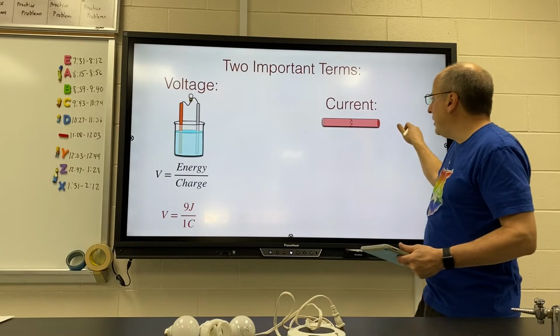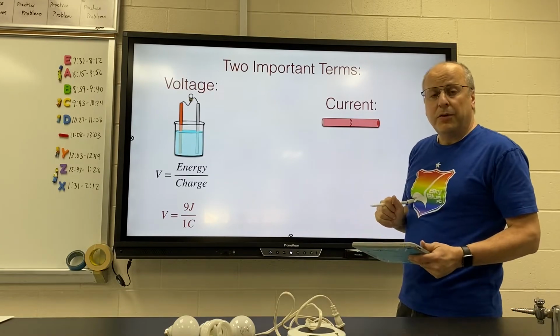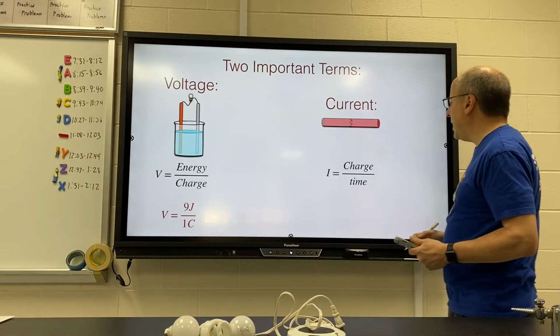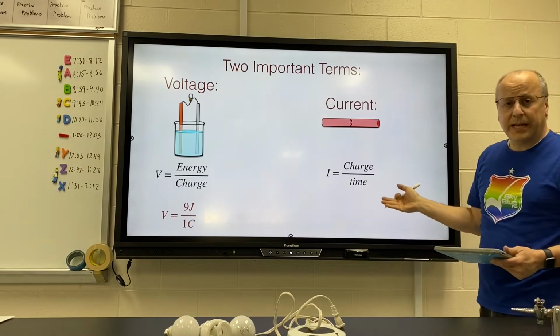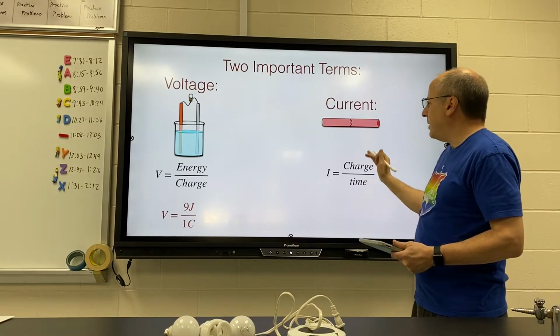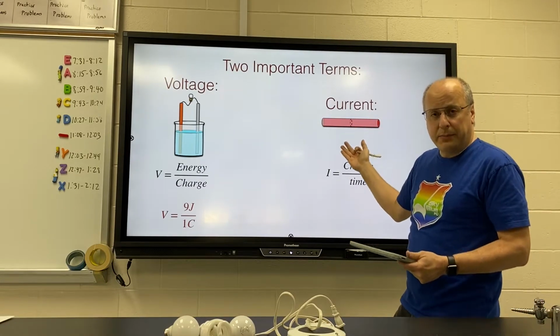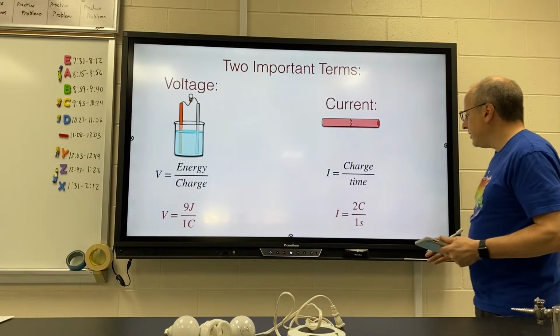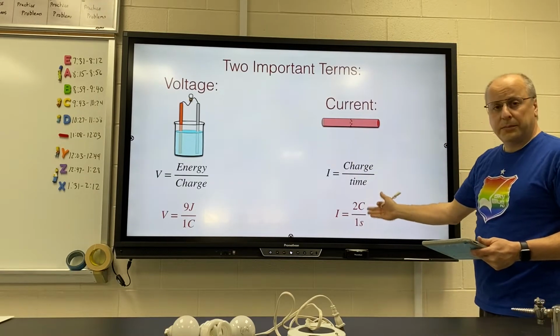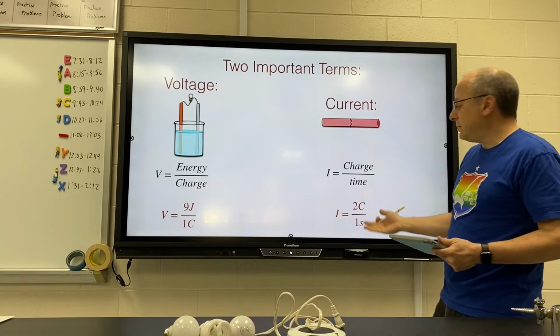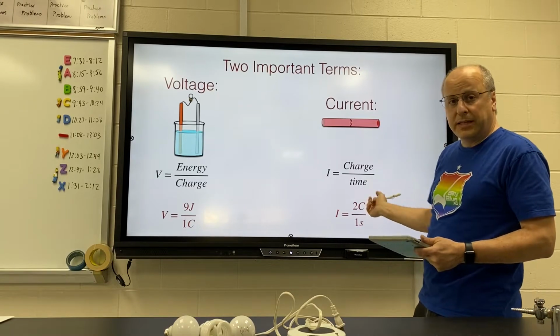As current is flowing from your battery, remember that current measures how much charge is flowing per second. So oftentimes current will be measured in amps, and amps is just a measure of coulombs per second. So 2 amps means 2 coulombs each second.